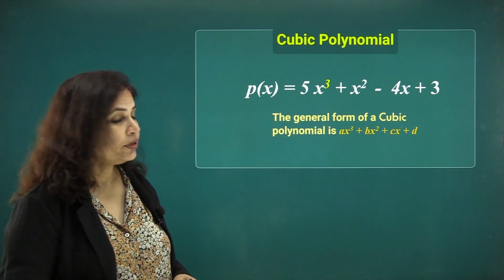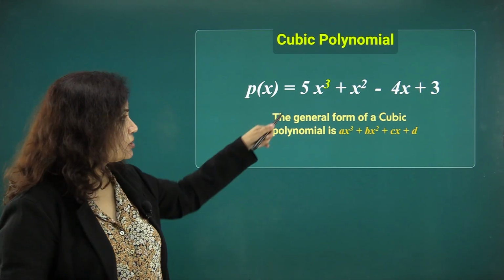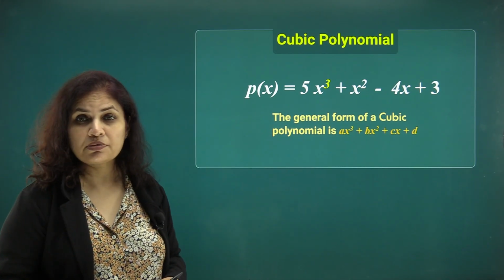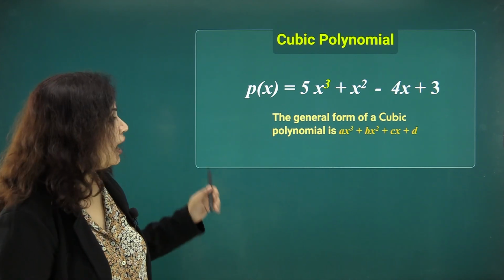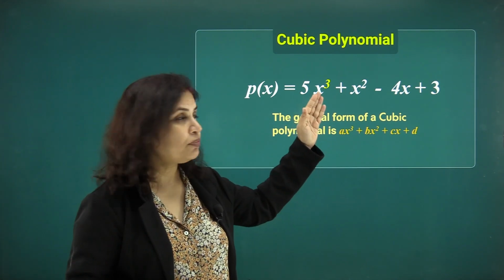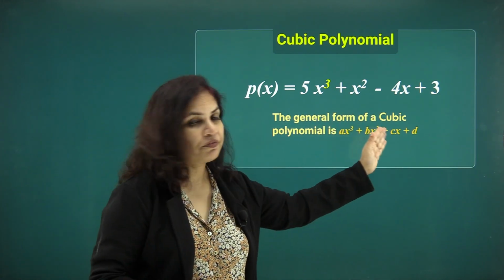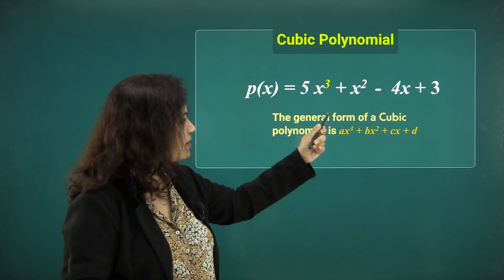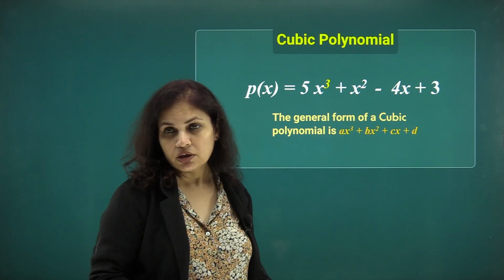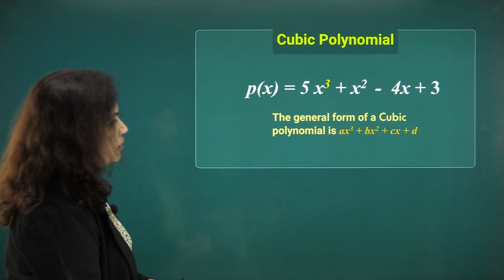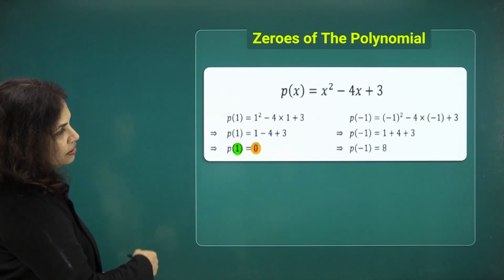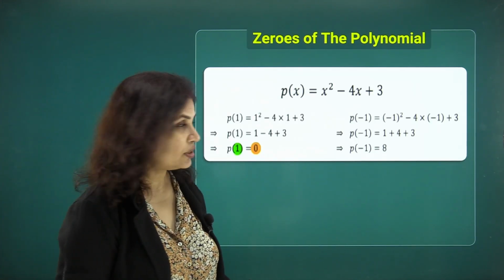Looking at the cubic polynomial, it's a cubic polynomial because the highest power of the variable is 3. It is a polynomial of degree 3 and the general form is ax cube plus bx square plus cx plus d. Again we can see that the power of x is written in decreasing order, starting from the highest to the constant term, where the power of the variable is 0.